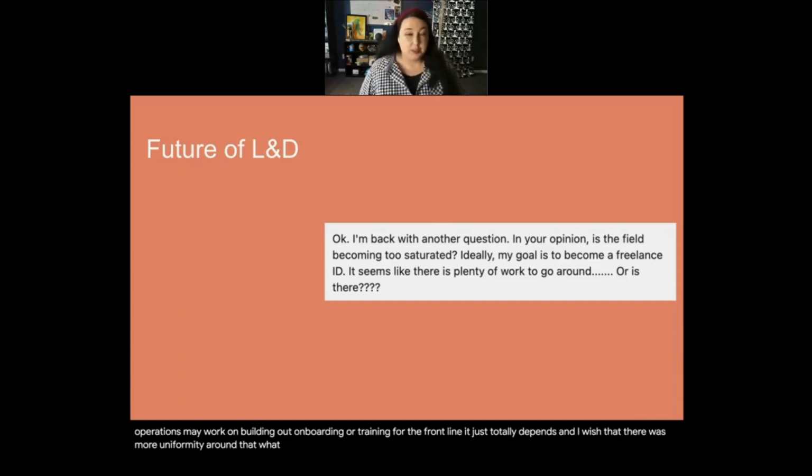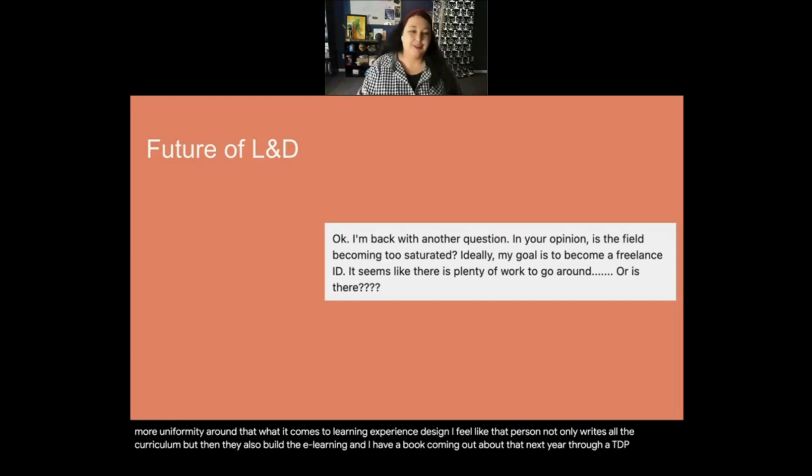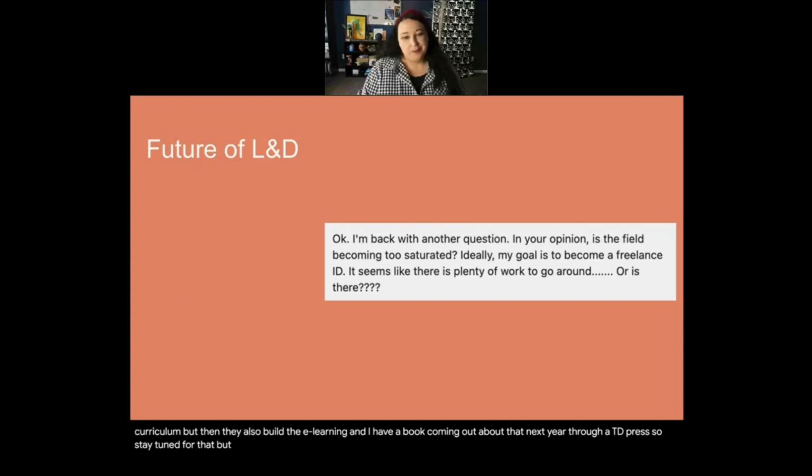When it comes to learning experience design, I feel like that person not only writes all the curriculum, but then they also build the e-learning. I have a book coming out about that next year through ATD Press, so stay tuned for that. I wish there was a uniform answer, but unfortunately it depends.